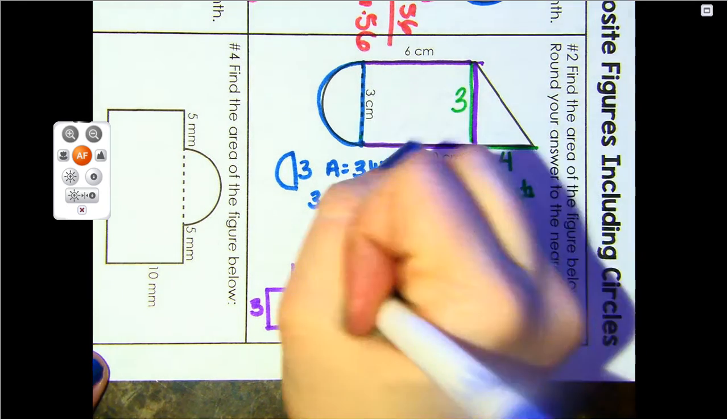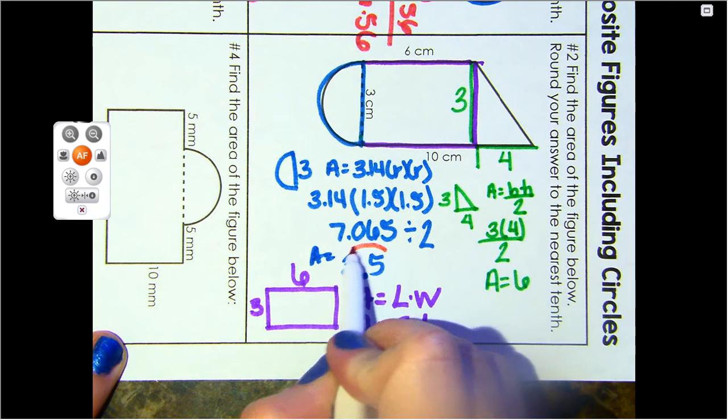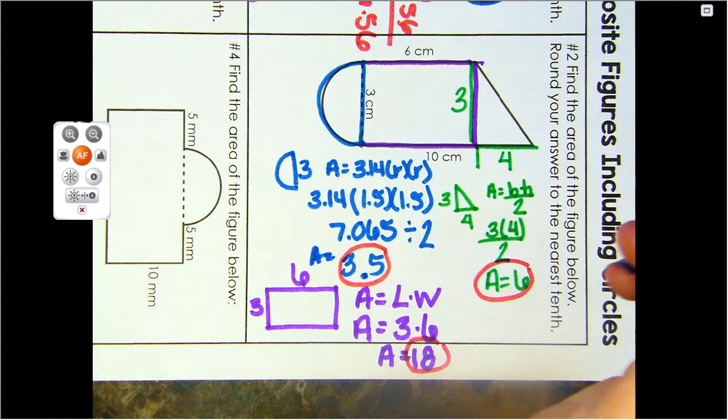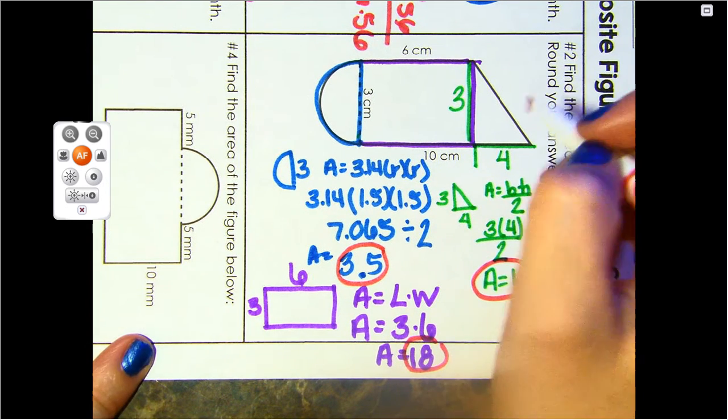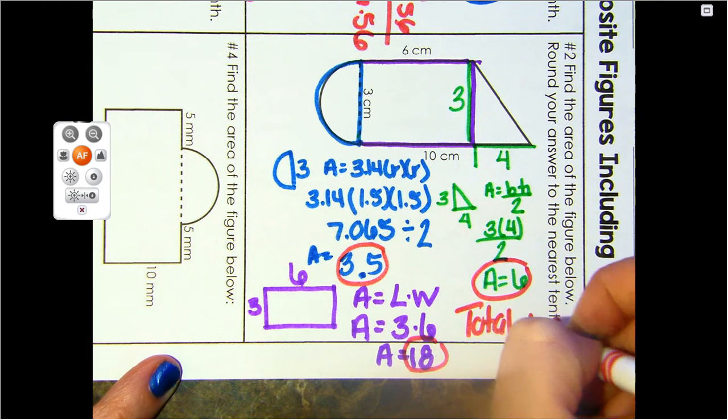The semicircle's area was equal to 3.5. And the final step is adding them together. So 3.5 plus 18 plus 6. And then that total is 69. So the total area, 69.